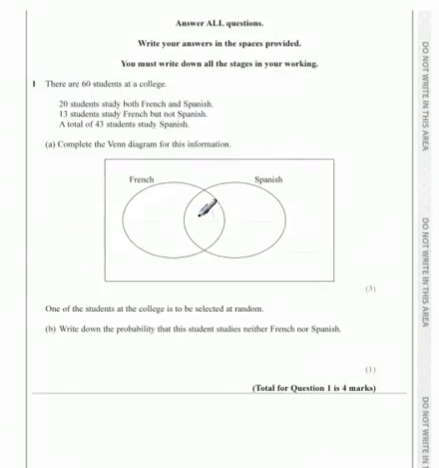First thing to fill in is the students that study both, so that is the 20 students in the middle there. Then we've got 13 studying French but not Spanish, so they're going to be on this side, and then a total of 43 studying Spanish, so that is this whole circle. We've got to take away the 20 that are in the intersection with French, so that is going to leave 23 there. And then we've got 60 in total, so the remaining students that don't study either French or Spanish are going to be on the outside.